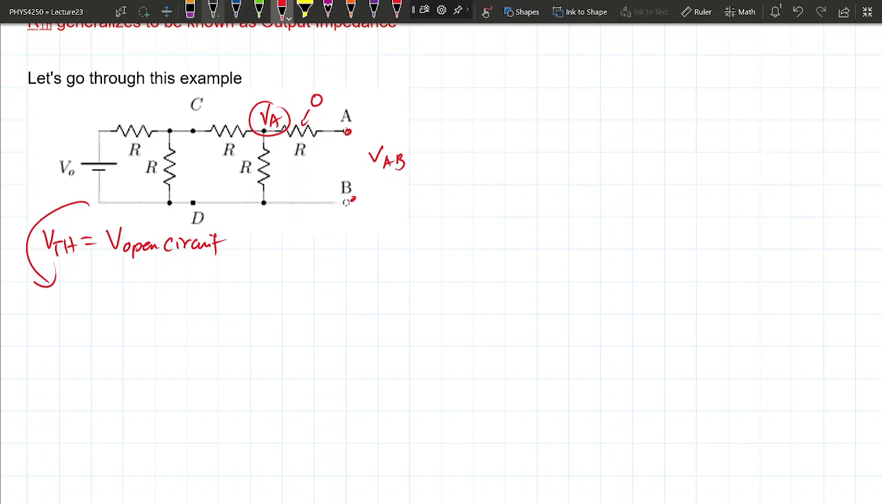So this is where I think we have to do a bunch of loops. I simplified it as much as I can. Let's define the currents. Let's call this I1, I2, I3, and then I4 is here. I5 I can declare, but we know that's zero. So let's deal with loop number one. We start here, get V0, then minus I1R, and staying on this loop, minus I3R, and that's going to be 0.